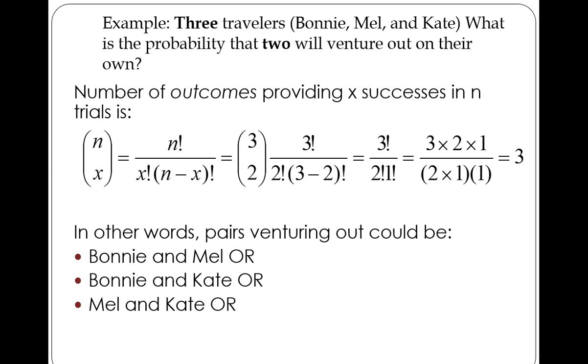So now think about this. We have Bonnie, Mel, and Kate. Bonnie and Mel could go out venturing on their own, or Bonnie and Kate could go out venturing on their own, or Mel and Kate could go out venturing on their own. Okay? So those are the 3 ways that it could happen.